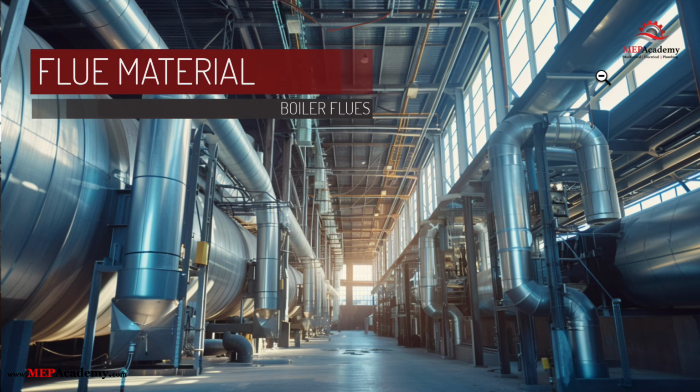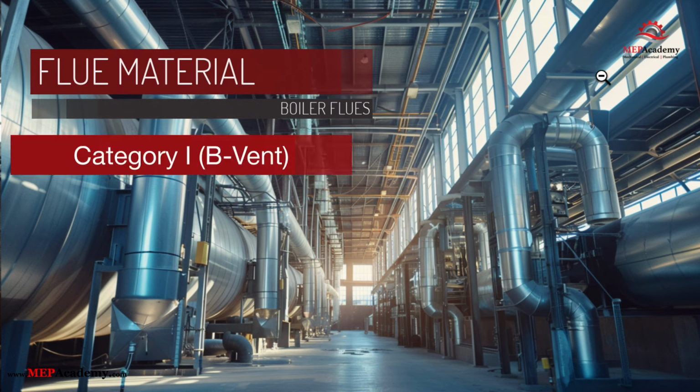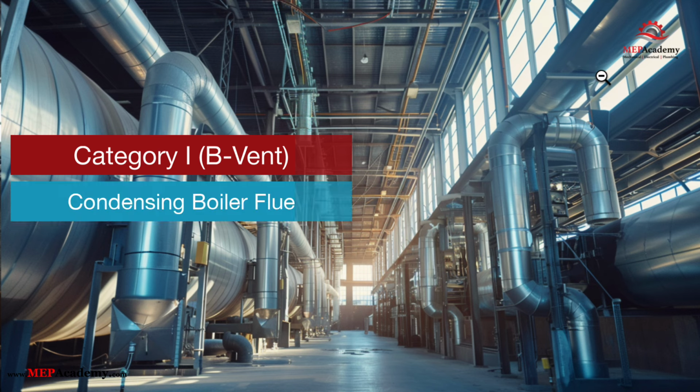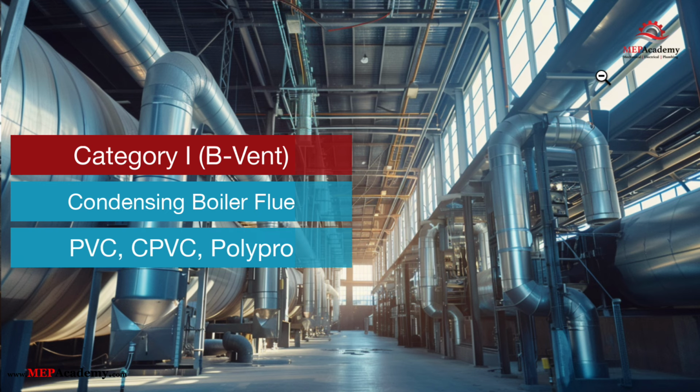Flue material. A Category 1 vent with a non-condensing boiler flue typically uses double-wall Type B vent materials. The double wall helps maintain the flue temperature above the condensing temperature. Condensing boiler flues must be made from materials that can resist acidic condensate and moisture, such as PVC, CPVC, or polypropylene. Check the boiler manufacturer's data to determine the required material.